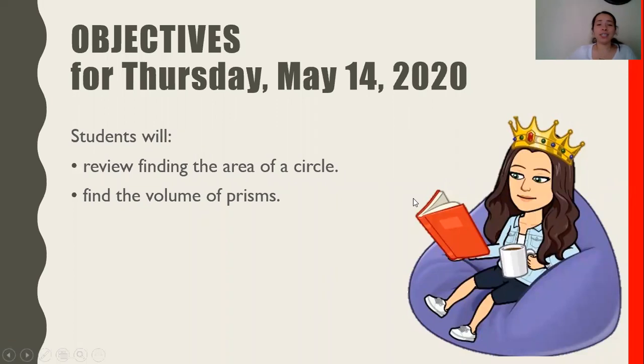So the objectives for today, we're going to review finding the area of a circle, and then we're going to find the volume of prisms. There's a lot to cover today, so I am going to go kind of quick. I don't expect you to write everything. I actually prefer that you don't write everything because otherwise it does take a lot longer. So I will let you know what you should write.